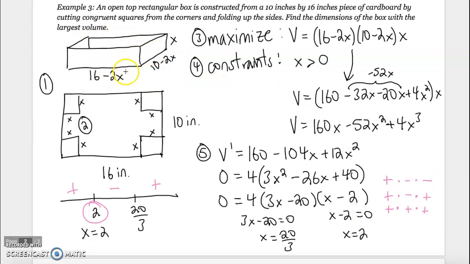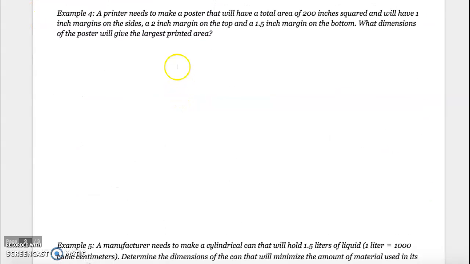So I'm going to go ahead and plug in my x value here to figure out my actual dimensions. So 16 minus 4 would be an 8 inches box. Nope, 12 inches box by 10 minus 4 would be 6 inches by 2 inches. So this would be the dimensions of the box with the largest volume. So it would be a 12-inch by a 6-inch by a 2-inch box, and that would have the maximum volume. Awesome. All right, let's go ahead and go to the next example.